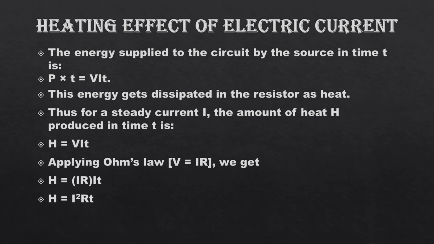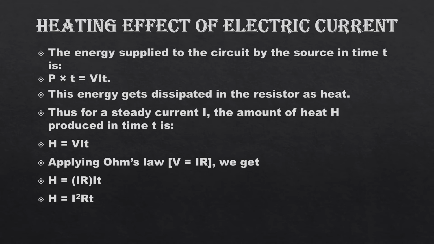The energy supplied to the circuit is in the time T. Therefore, for how many seconds do we calculate power? For time T. So P into T is equal to VIT. Yes, this energy gets dissipated in the resistors as heat. This power VIT, all this energy will be lost in the resistance as heat. Yes, it will be given out as heat. Thus for a steady current I, the amount of heat H is produced in time T.